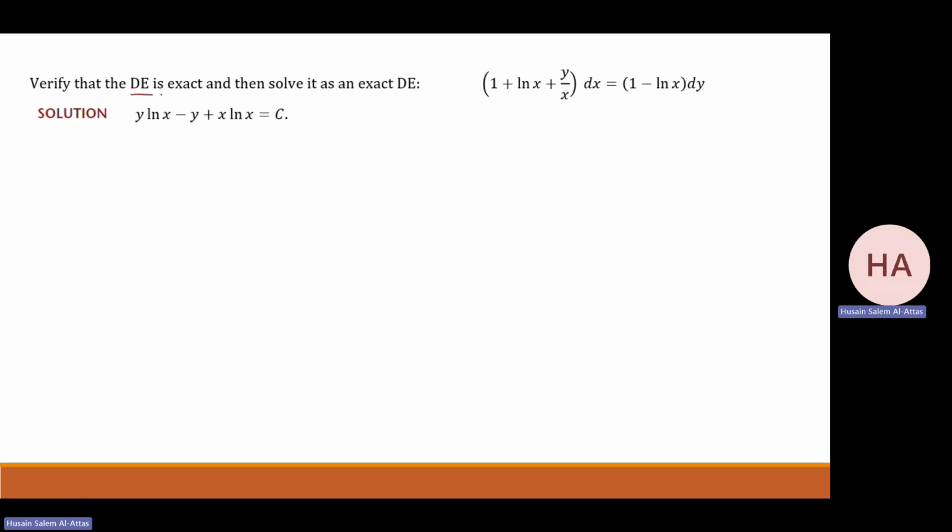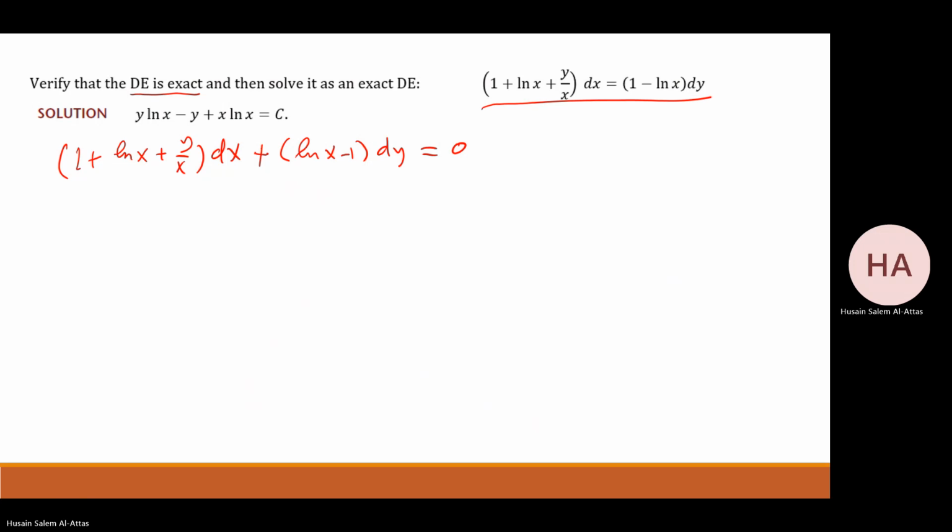He says verify it's exact. He told me what the problem is. So now we need to do the calculation. I need to rearrange this. So I have 1 plus ln x plus y over x dx plus x minus 1 dy equals 0. Okay, so this is M and this is N.